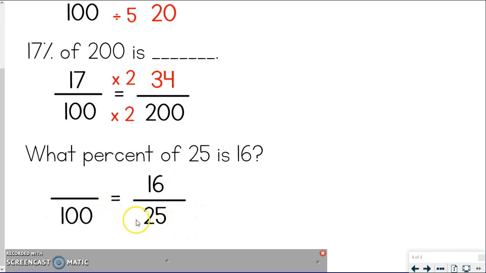Looking across, I notice that 25 times 4 gives me 100. So 16 times 4, if you need to do that off to the side, feel free, gives me 64. And make sure you write 64% when you're writing your answer, because this one was over 100, so we do want that percent. Okay, make sure you've done your corrections for the standard.